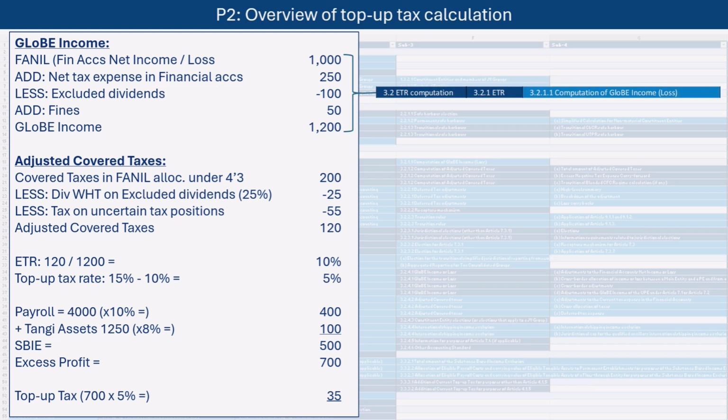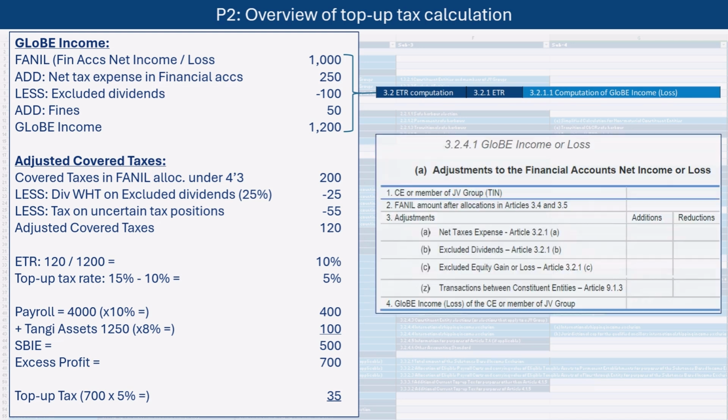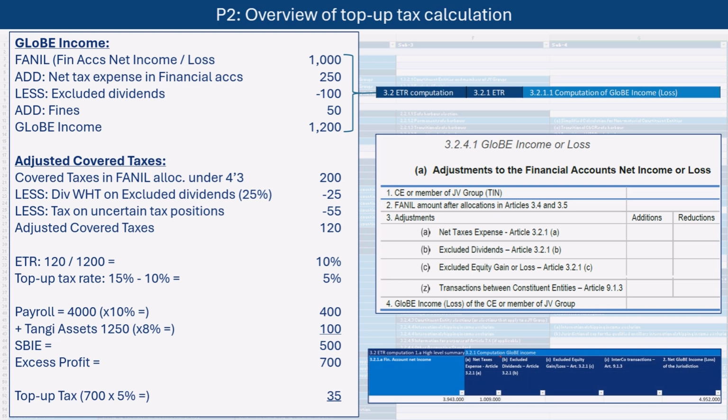Now, where do these different things fit into the GloBE return? Obviously, the GloBE income is under 3.2, the effective tax rate. You start by computing your GloBE income. And this is what it looks like in the GloBE return that we looked at the beginning of this video. And this is what you fill into the GloBE return tool, as you can see, the numbering matching what is in the GloBE return itself.